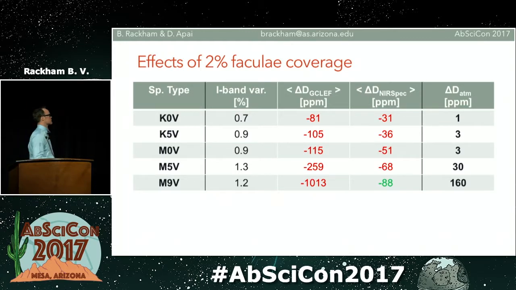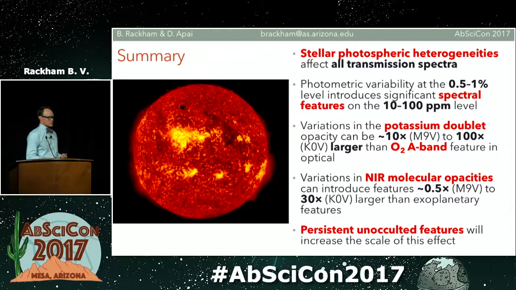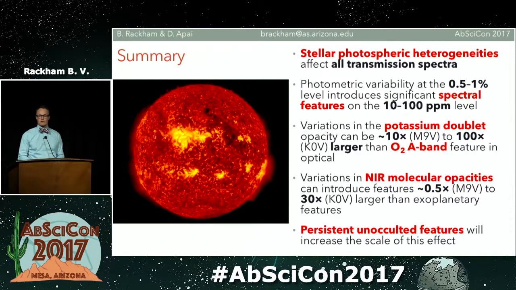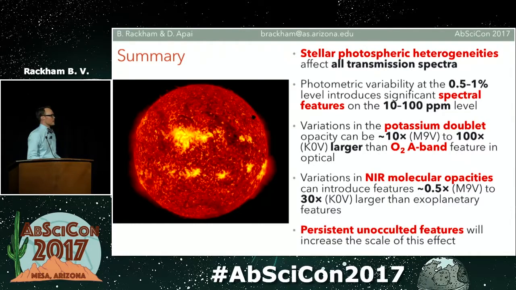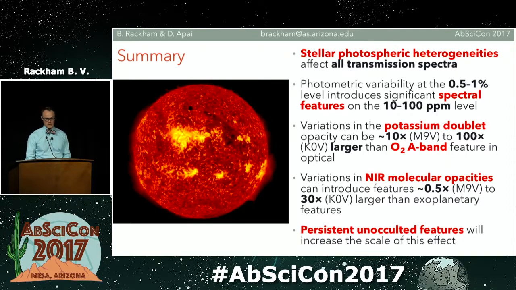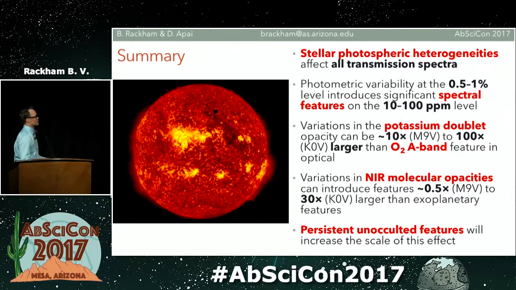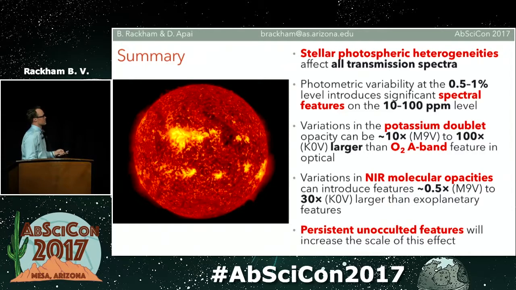actual photometry. So the main point you should take away from this is that stellar photospheric heterogeneities affect all transmission spectra, and it's a matter of scale. When we try to get these really high precision measurements from exoplanets, it's going to affect all transmission spectra that we try to get. Variability on the 1% level will put spectral features in your near-infrared spectra on the 10 to 100 ppm level.